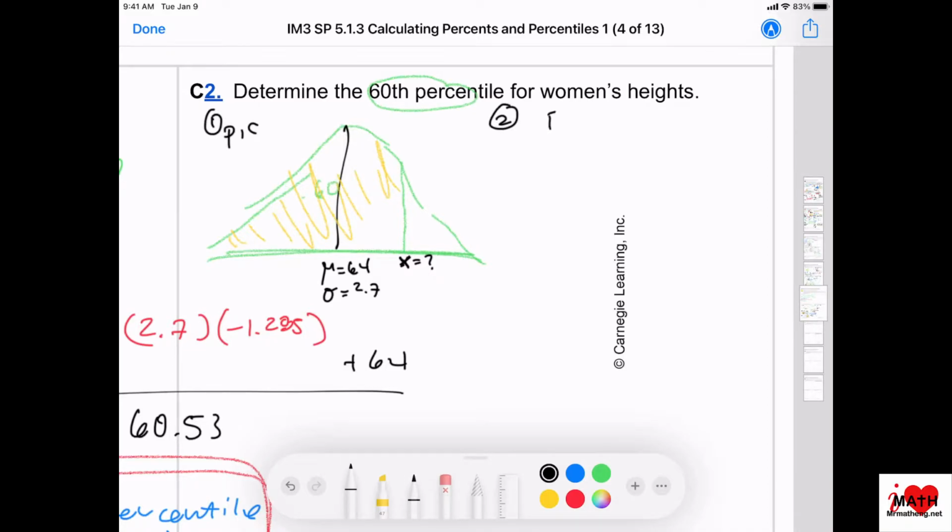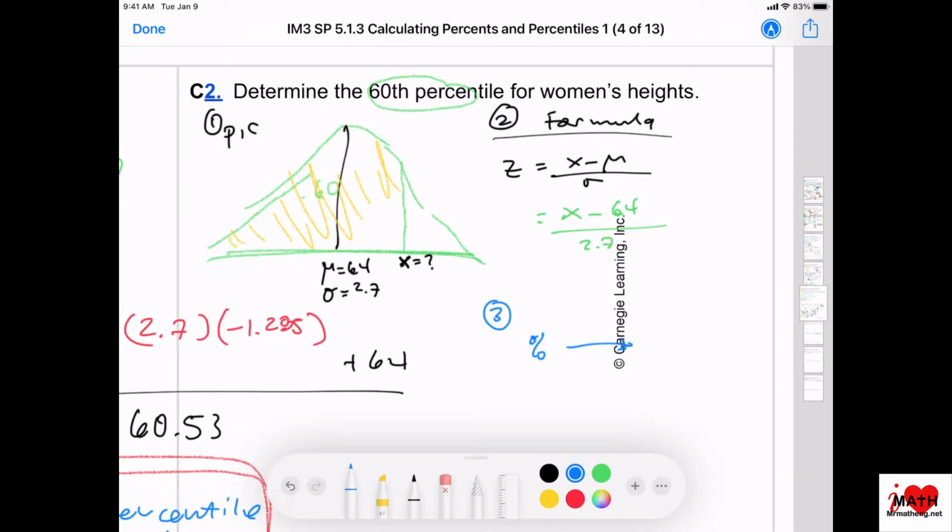Step number 2, we need our formula. So, z equals x minus the mean over the standard deviation. We don't know what x is because we're trying to solve for that. The mean is 64 and the standard deviation is 2.7. Well, how do you find a z-score? We need to go from the percent now to the z-score. And I know it's 60%, but 0.60. So let's go ahead and look at our table.